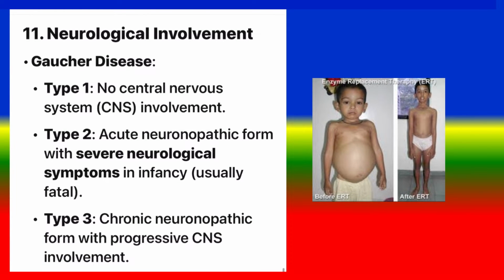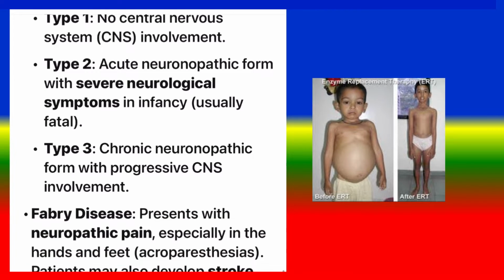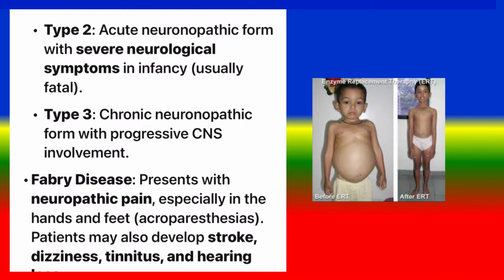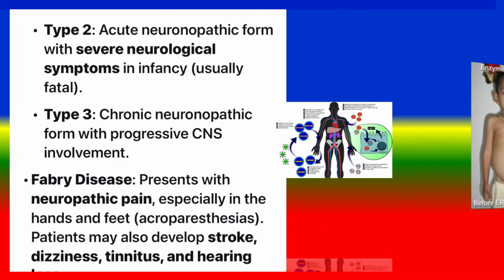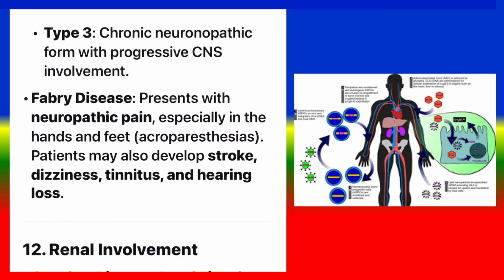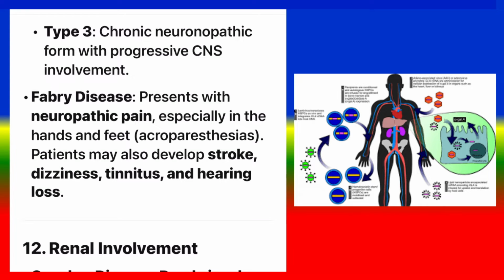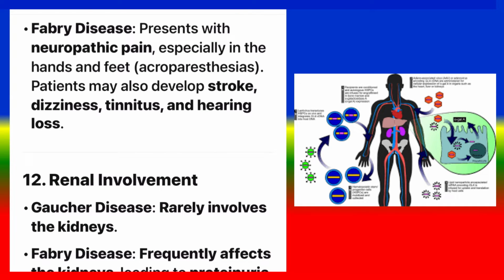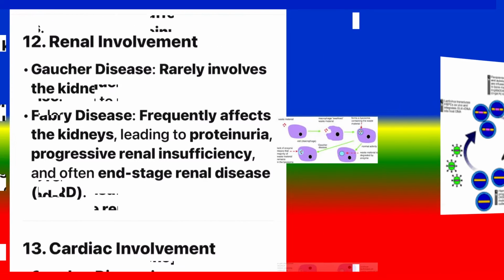11. Neurological involvement. Gaucher disease type 1: no central nervous system, CNS, involvement. Type 2: acute neuronopathic form with severe neurological symptoms in infancy, usually fatal. Type 3: chronic neuronopathic form with progressive CNS involvement. Fabry disease presents with neuropathic pain, especially in the hands and feet, acroparesthesias. Patients may also develop stroke, dizziness, tinnitus, and hearing loss.